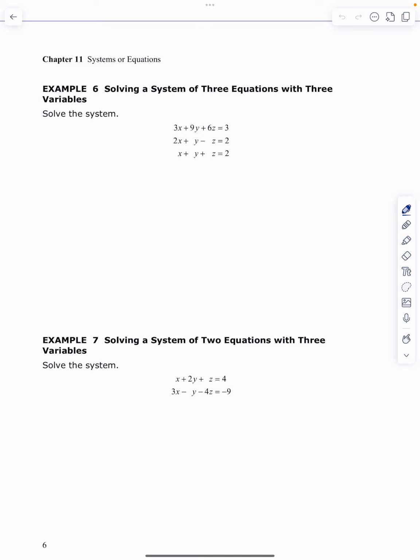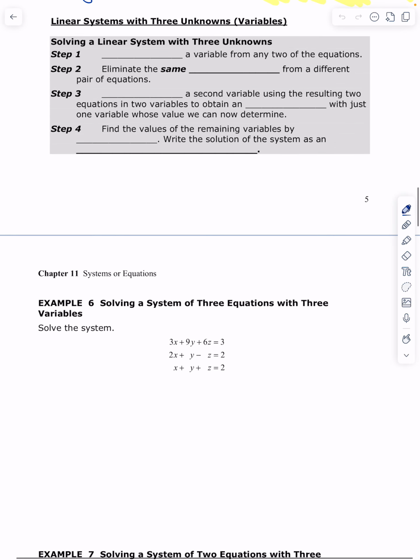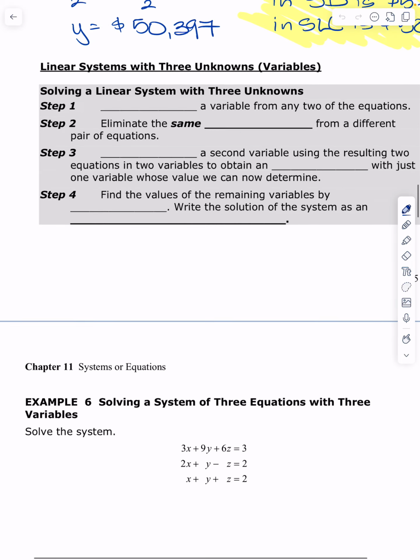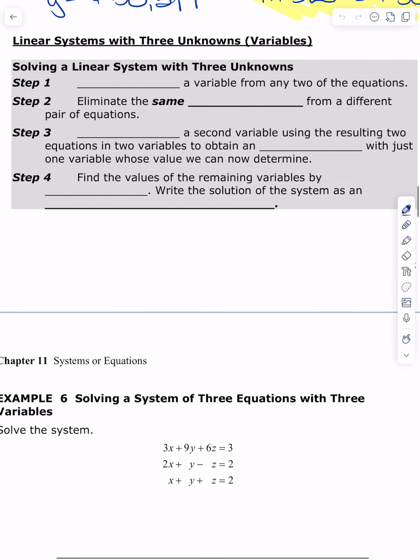Okay, welcome back to the System of Equations notes. This is page 6. We are going to back up to page 5 here just a minute and talk about the steps when we solve a system of equations with 3 variables. First thing we're going to do is eliminate a variable from any 2 equations.